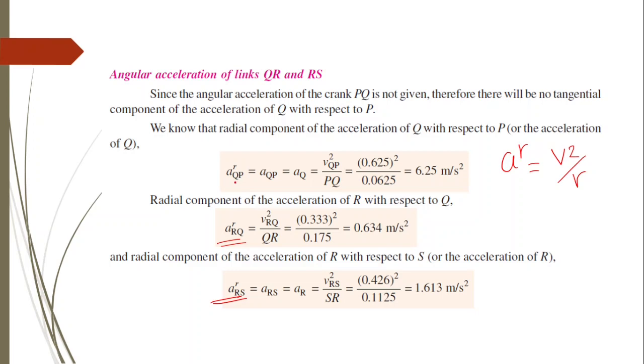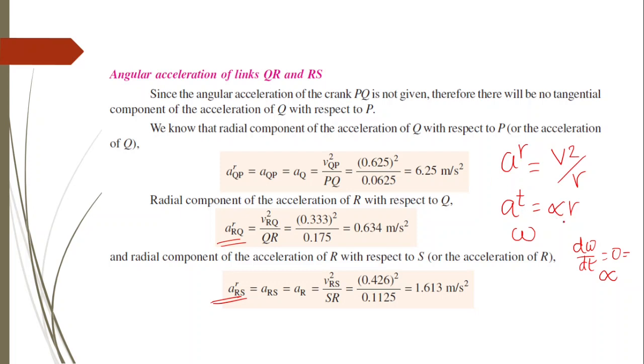There is only a radial component because the tangential component of acceleration is equal to alpha into r, where alpha is the angular acceleration. When the link has a constant angular velocity, then d omega by dt will become 0, and d omega by dt is equal to alpha. For constant angular velocity, d omega by dt is equal to 0, so the tangential component of acceleration of that link will become 0.